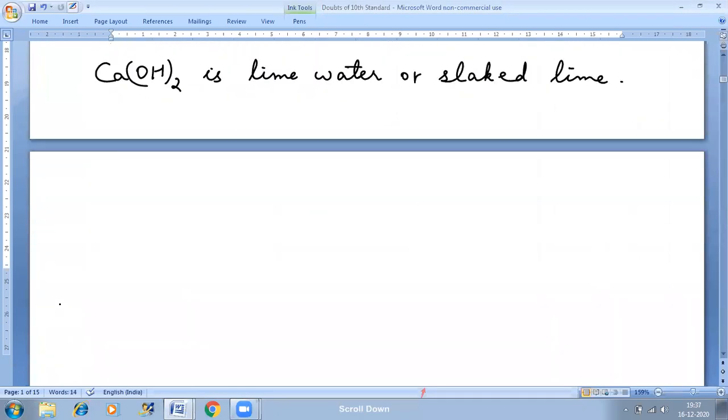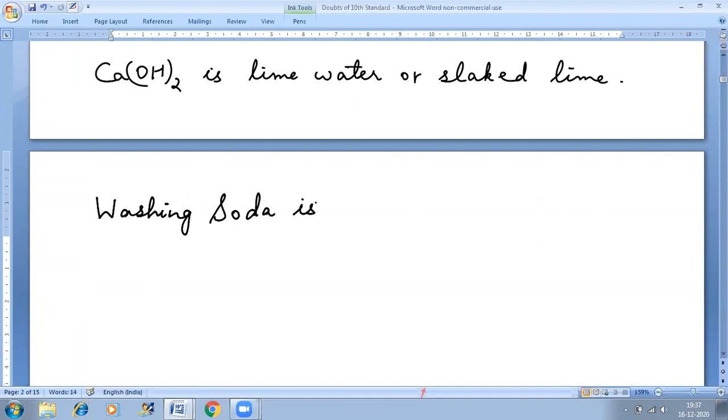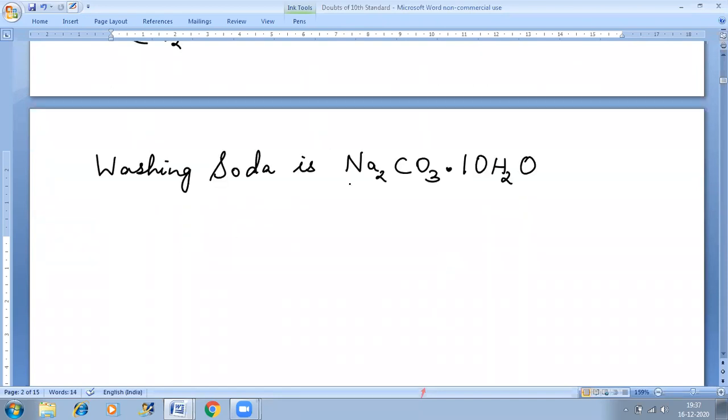Okay, washing soda. So first of all, what is washing soda? Washing soda is a particular chemical substance which is represented by this formula. This is called washing soda. You have to write dot 10H2O mandatorily. If you don't write dot 10H2O and just write Na2CO3, you will definitely lose marks. The complete thing is called washing soda. And the chemical name of washing soda is sodium carbonate decahydrate.